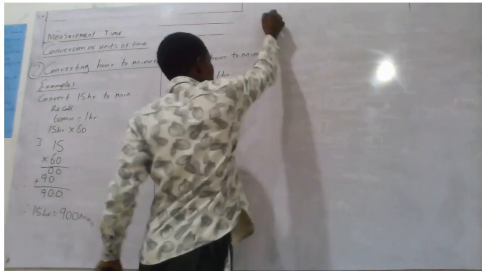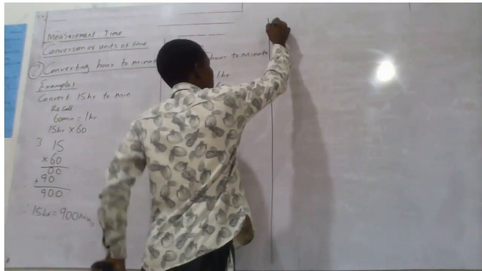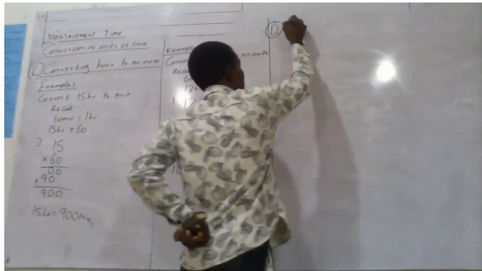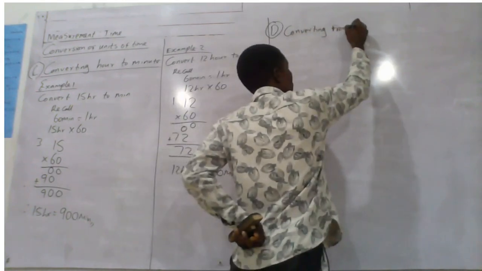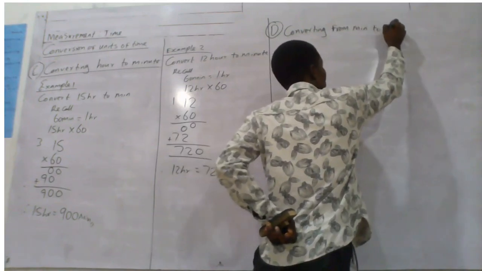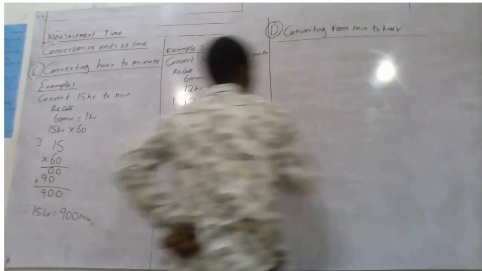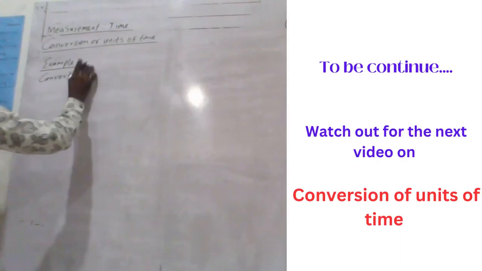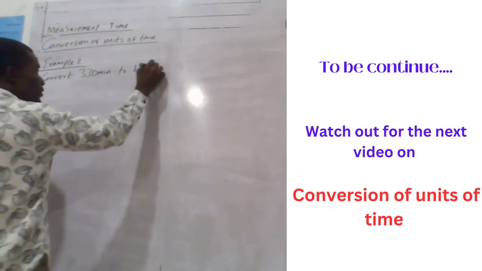Now, let's proceed to the next conversion. We want to convert from minutes to hour. This is C. This is going to be D. Converting from minutes to hour. Our first example, example 1. Convert 330 minutes to hour.